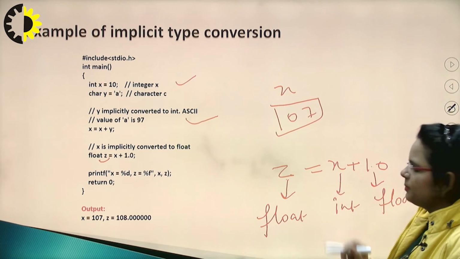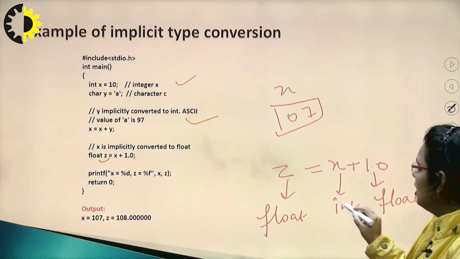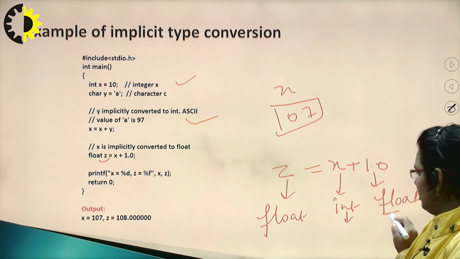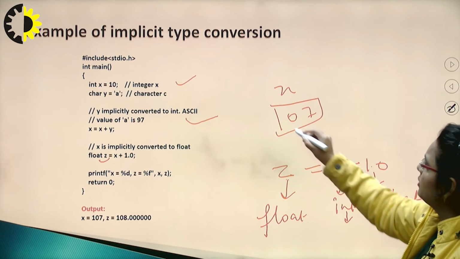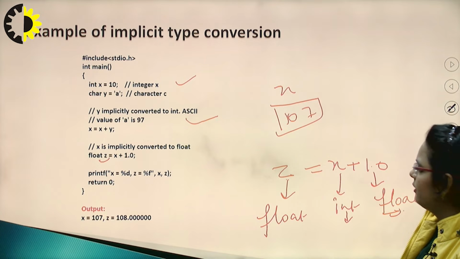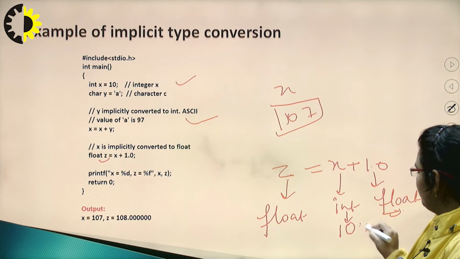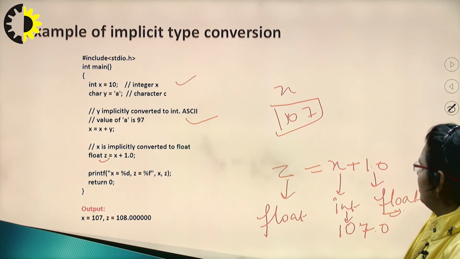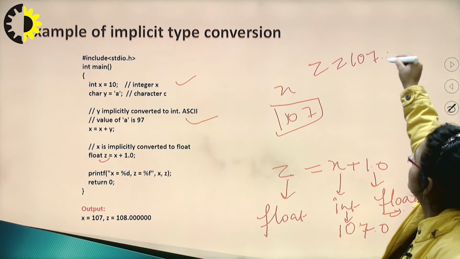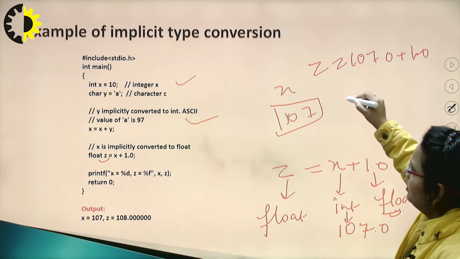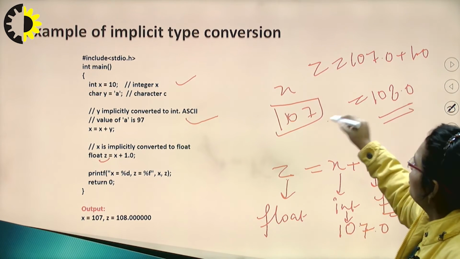Now to evaluate this expression, implicitly the compiler will convert the value of x to float, because the higher data type is float. The last evaluated value of x is 107, so the compiler would make this value 107.0. Now if we evaluate this, z equals 107.0 plus 1.0, and the resultant value would be 108.0. I hope this is clear to everyone.